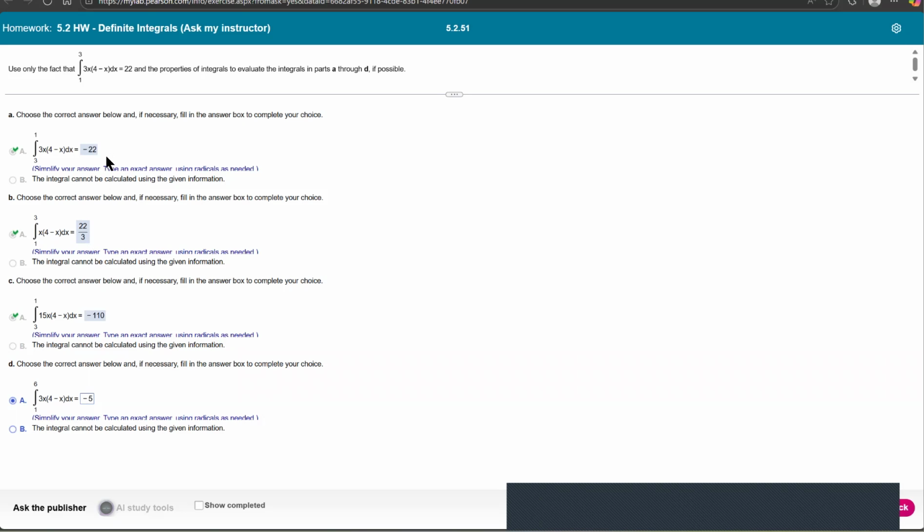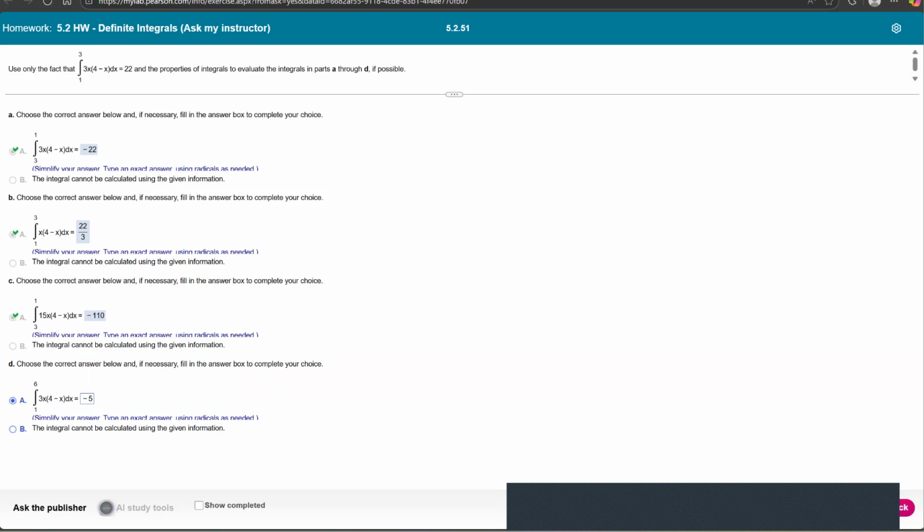Now, the next one combines these two ideas. What about if I flip the limits of integration? So we know it's going to be negative. And then instead of a multiplier of 3, we have a multiplier of 15. So you've multiplied the inside by 5. You've essentially multiplied the outside by a negative 1 by flipping the limits of integration. So your answer should be negative 5 times the original answer. That's where the negative 110 came from here.